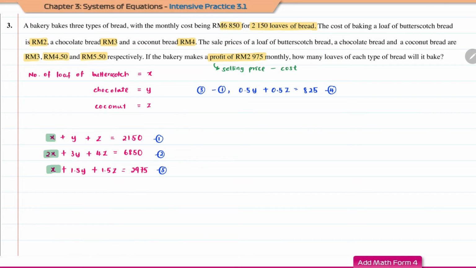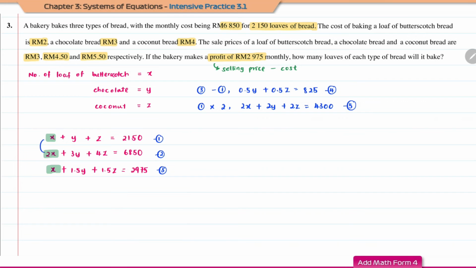So next I'm going to use equations 1 and 2. And then I'm still going to eliminate the x. So for equation number 1, I'm going to multiply it by 2 in order to equalize the value of x. So you're going to have 2x plus 2y plus 2z equal to 4,300. And then this will be your equation number 5.